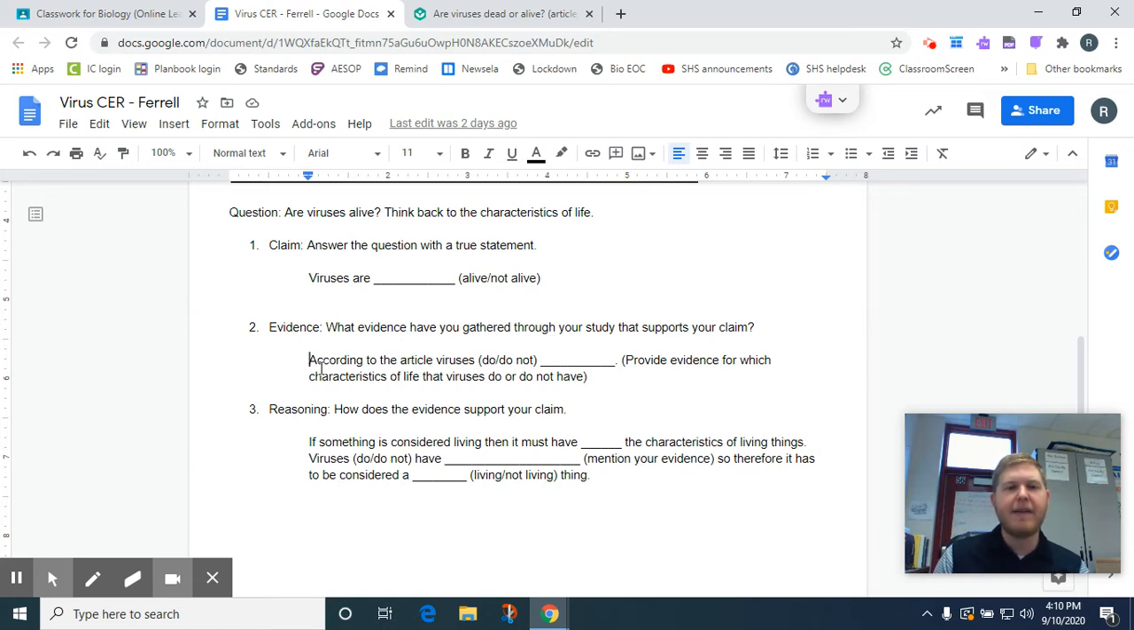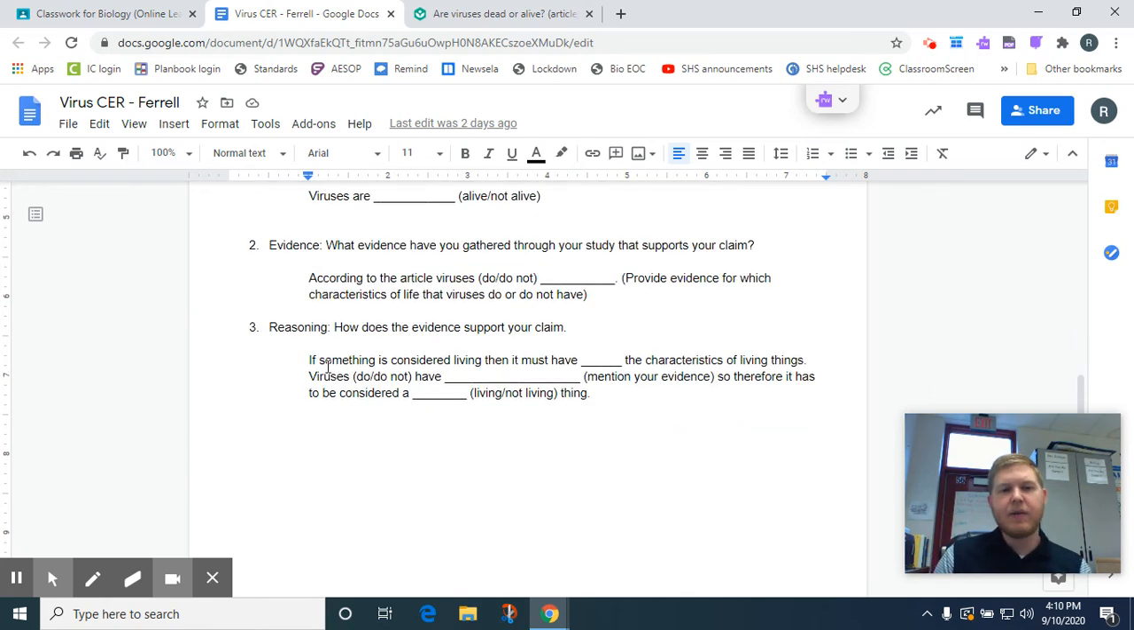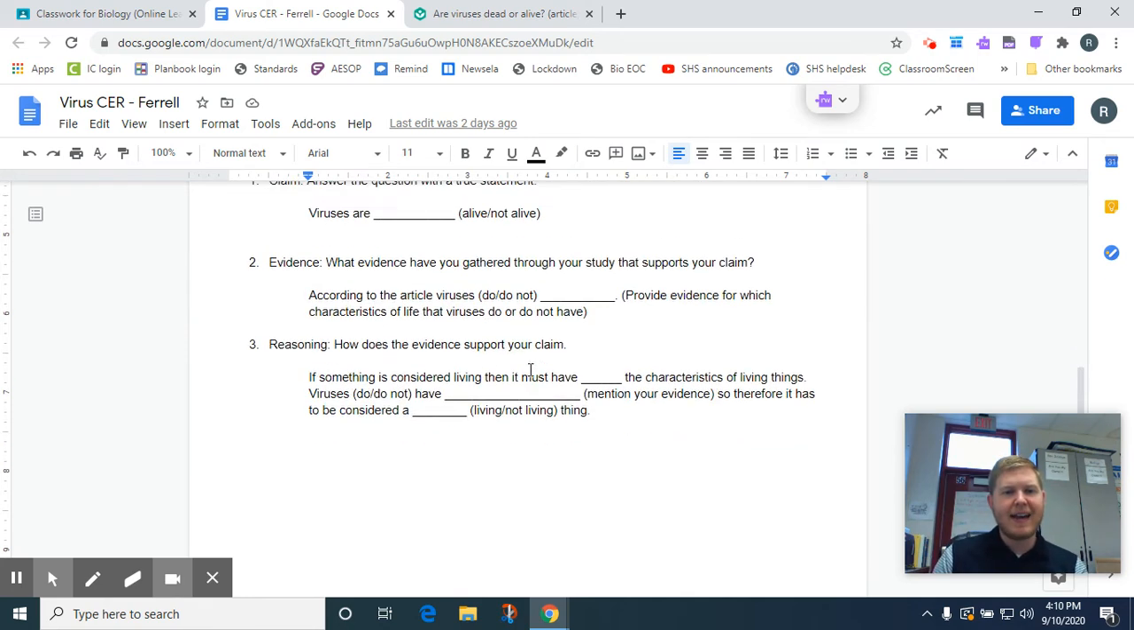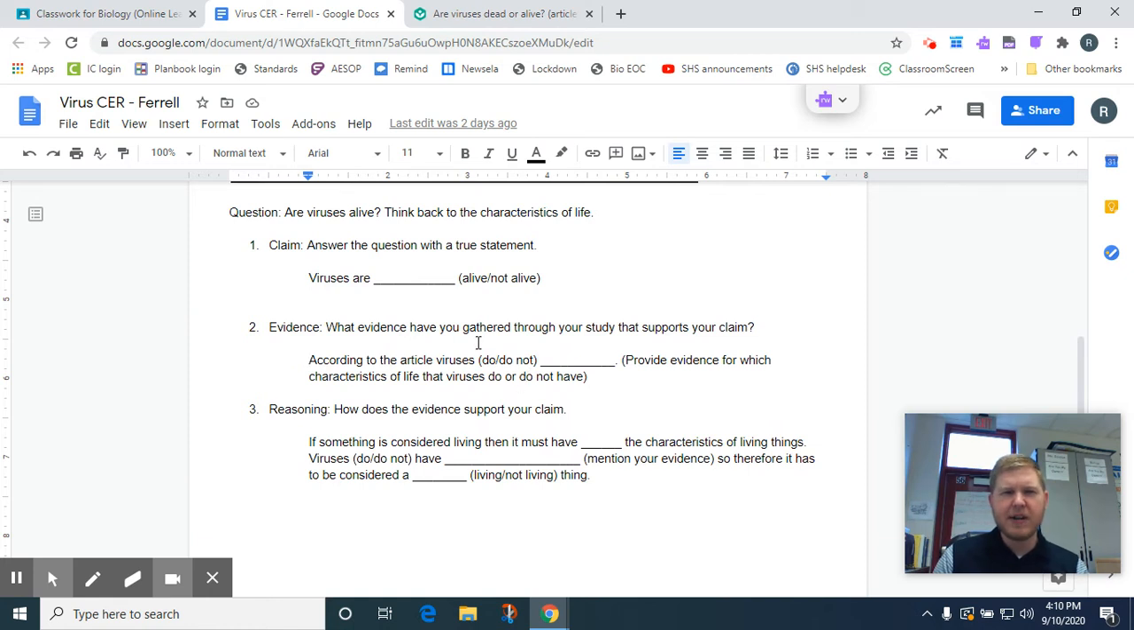And so you would put your evidence. Remember, like I said, this is the why to what you said. Now, don't just give one piece of evidence. Give multiple pieces of evidence. All these pieces of evidence should agree with your answer, your claim. And then the last thing would be your reasoning. This is how your evidence supports the claim. In other words, how do these two things go together?